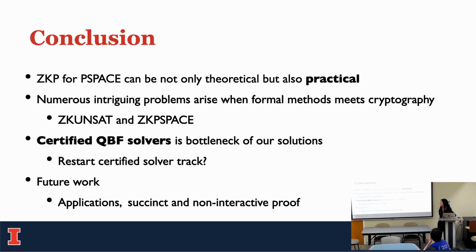Also something I want to emphasize here is when we do the evaluation, we find the running bottleneck actually comes from the QBF solver itself. So for many of the QBF instances, the solver failed to generate the proof. So it's not because our protocol is not practical or efficient, it's the solver that cannot generate the proof we can consume. So that is where the bottleneck is.